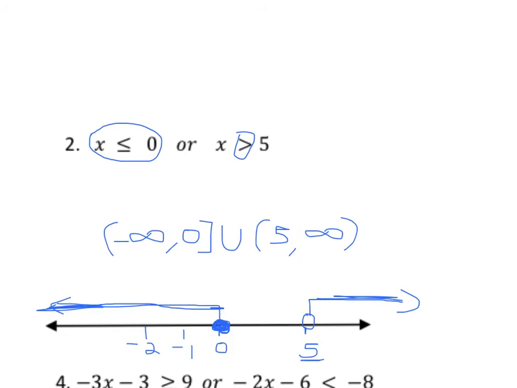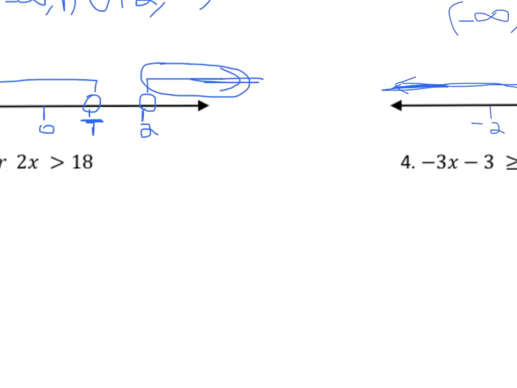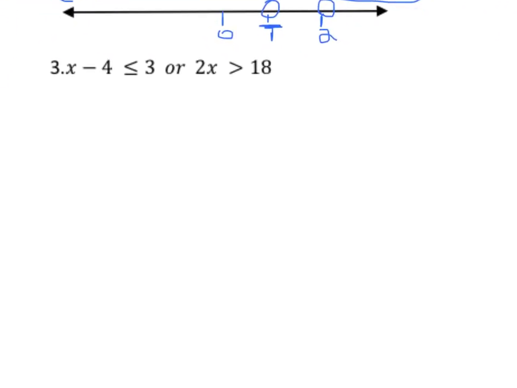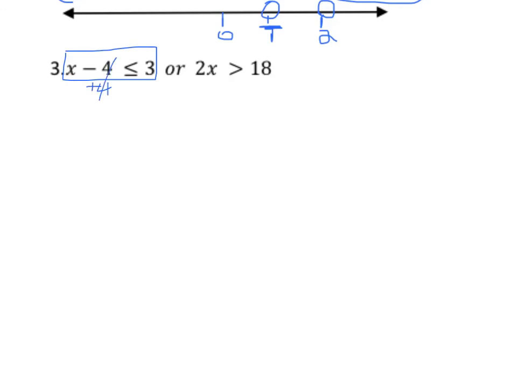Let's just do one more. Let's do number 3. Now, number 3, we're actually going to do some math. In number 3, the x isn't by itself. I'm going to solve for each of these inequalities. I'm going to solve this one first. The x minus 4 is less than or equal to 3. A very, very simple inequality. If I add 4 to each, I get x by itself, and x is less than or equal to 7. Then I'll put or. Then when I do the second one, let's put this in red. If it's 2x is greater than 18, I just have to divide by 2. That cancels. 18 divided by 2 is 9. So x is greater than 9.